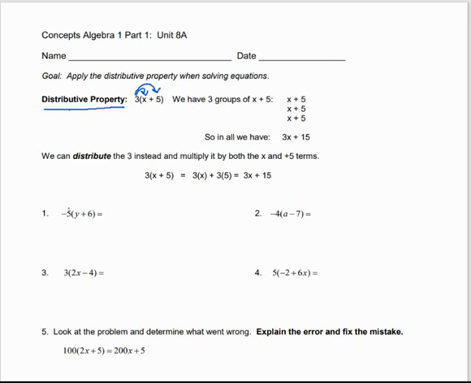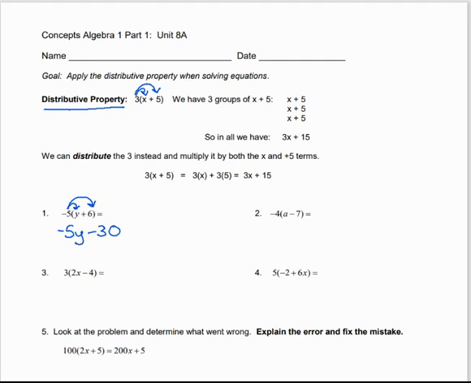So I'm going to distribute negative 5 to the y. So negative 5 times y is negative 5y. And then distribute negative 5 times 6. And this is where we need to make sure we're good with our positives and negatives. What is negative 5 times 6? Negative 30. Good.